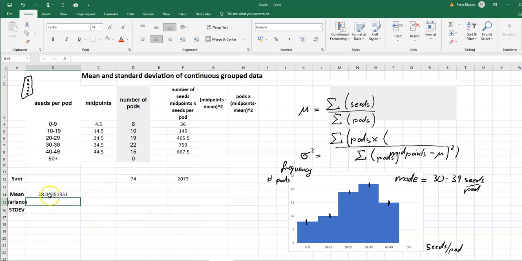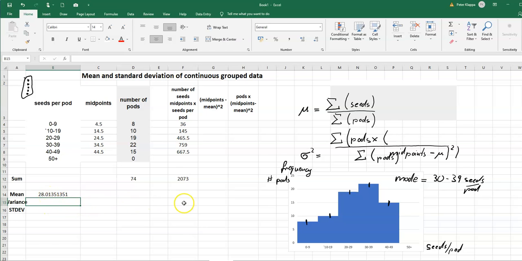There is, of course, an uncertainty in it because we haven't recorded the exact number of seeds. We just have this in categories, but it gives us a good idea how many seeds on average we would expect per pod. So 28, that would be the mean of the seeds.